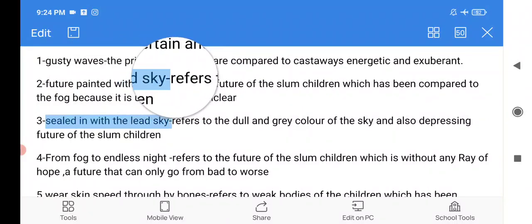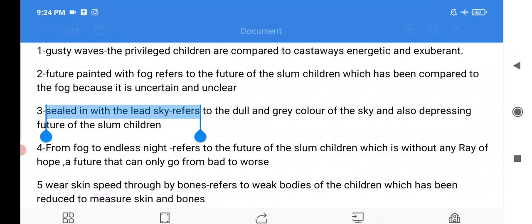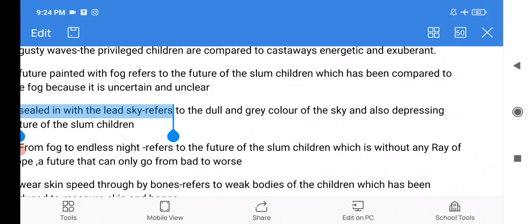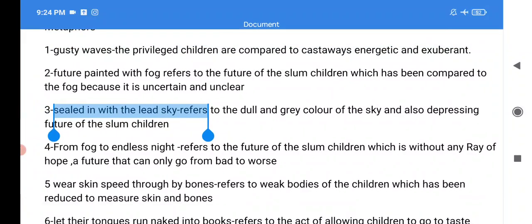Sealed with the lead sky refers to the dull and gray color of the sky. The literal meaning is the dull and gray color of the sky, and it also means the depressing future of the slum children, right? Because lead sky refers to the dull and gray color of the sky. So it doesn't only mean dull and gray color of the sky, it also means the depressing future of the children and their condition, right?